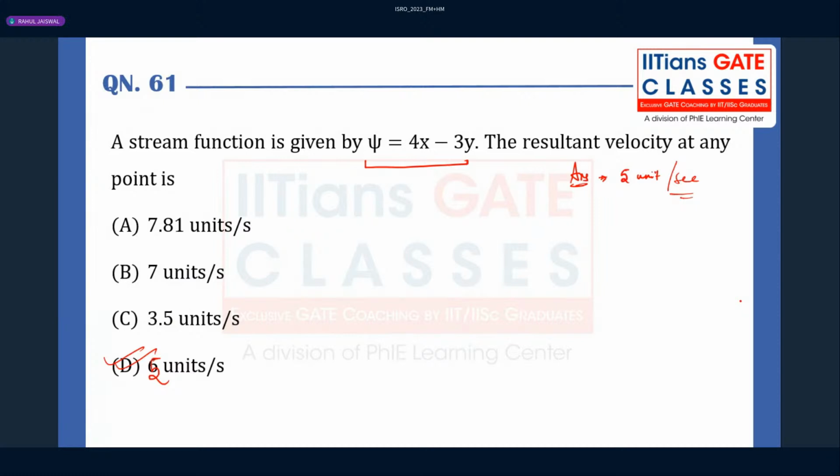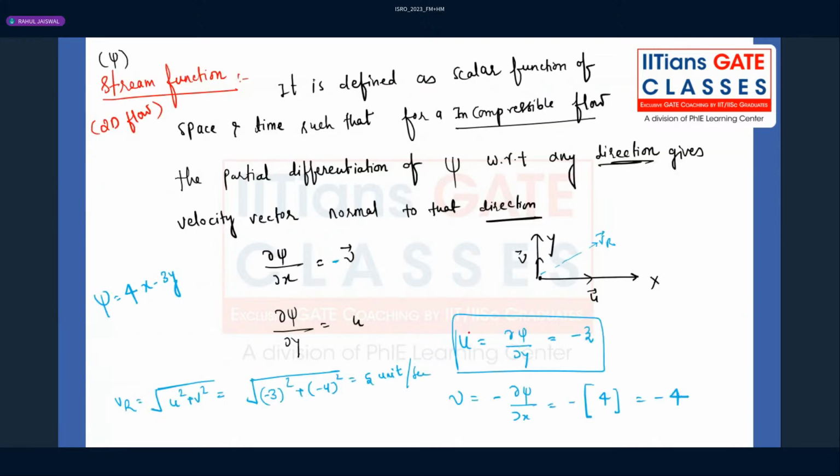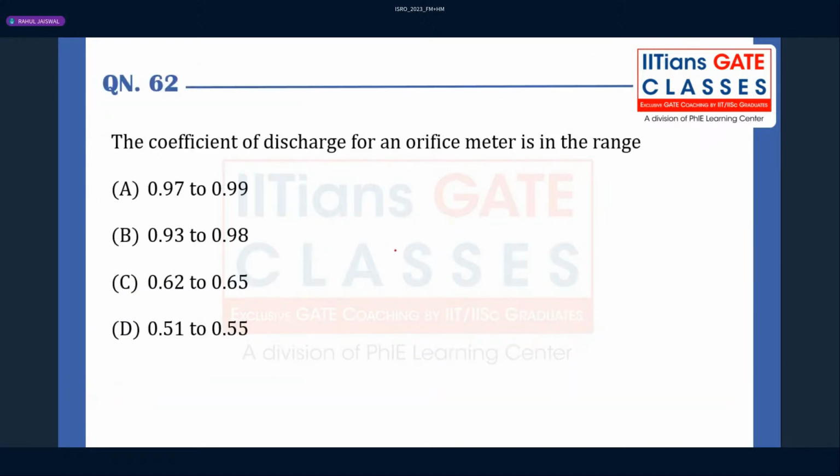Now 61, we got the answer for this. That is, this will be the answer. Now on to the next question. We'll try to go through the next question.